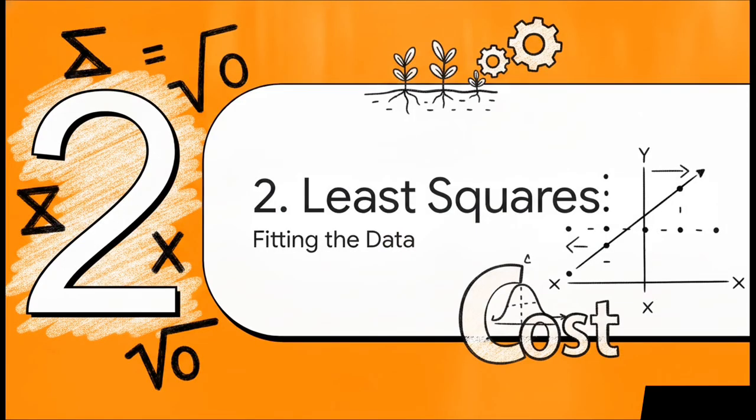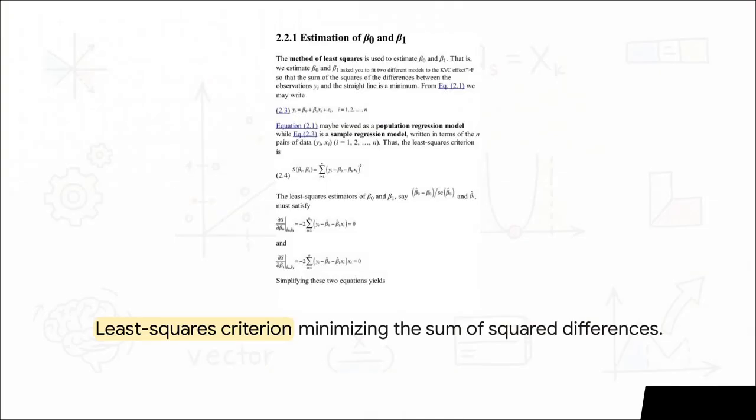Moving on to part 2, the method of least squares, or how we actually fit the model to the data. Okay, now that our intuition is totally grounded, let's formalize this. We need to define the exact cost function we're trying to optimize, and we do this using the method of least squares. We estimate our parameters, beta 0 and beta 1, by minimizing the differences between the actual observations and our predicted line. We take those vertical distances and we square them.